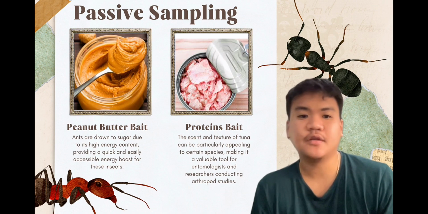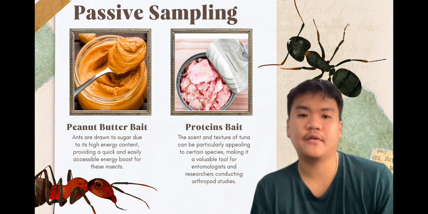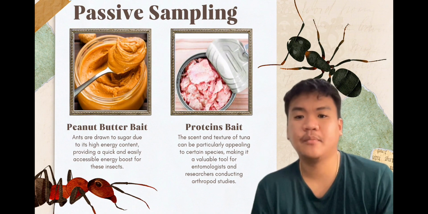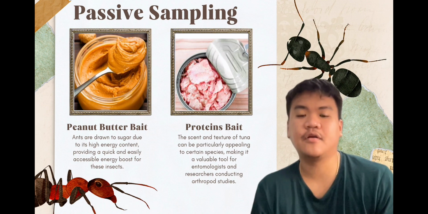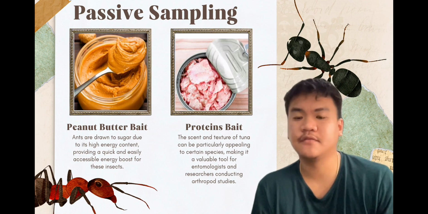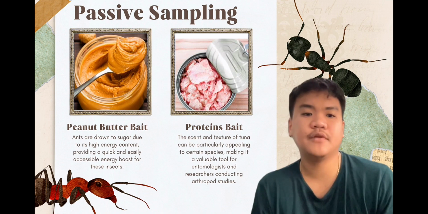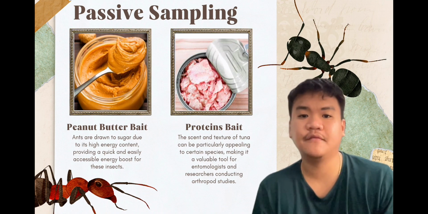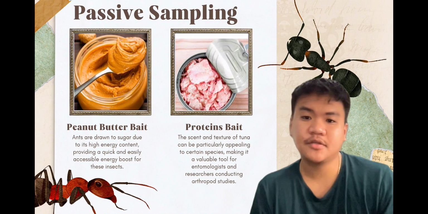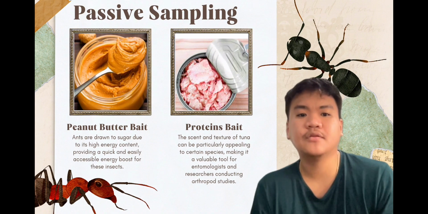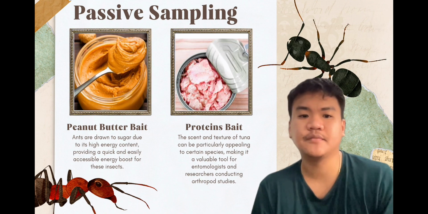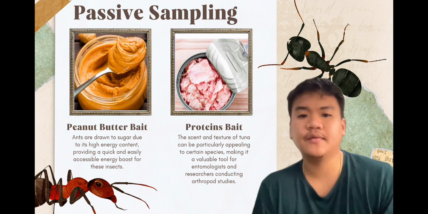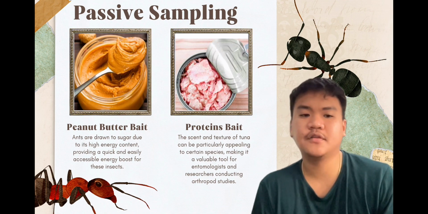Tuna can also be used as protein bait to attract and capture arthropods in various entomological sampling methods. Arthropods, including insects, spiders, and crustaceans, are often attracted to this source of food. Tuna provides a protein-rich and aromatic bait that can be effective in luring them. The scent and texture of tuna can be particularly appealing to certain species, making it a valuable tool for entomologists and researchers conducting arthropod studies. So once they are enticed by the bait, you can safely collect them for further study.